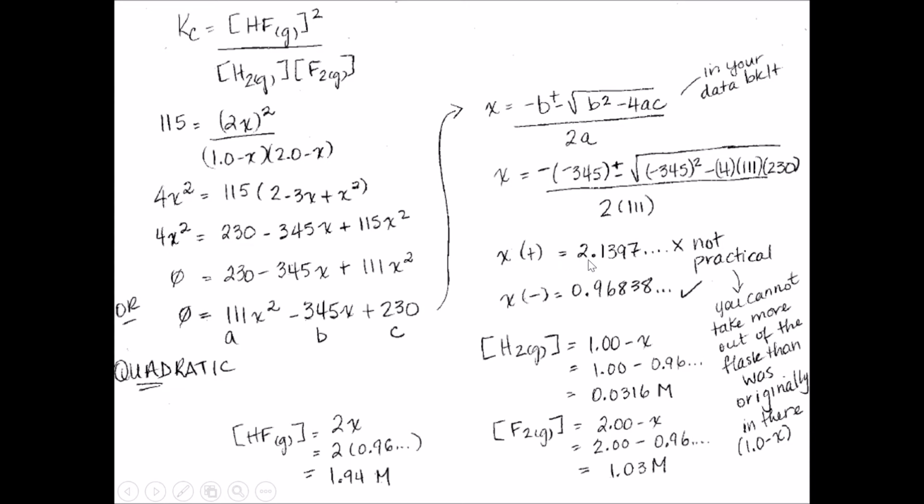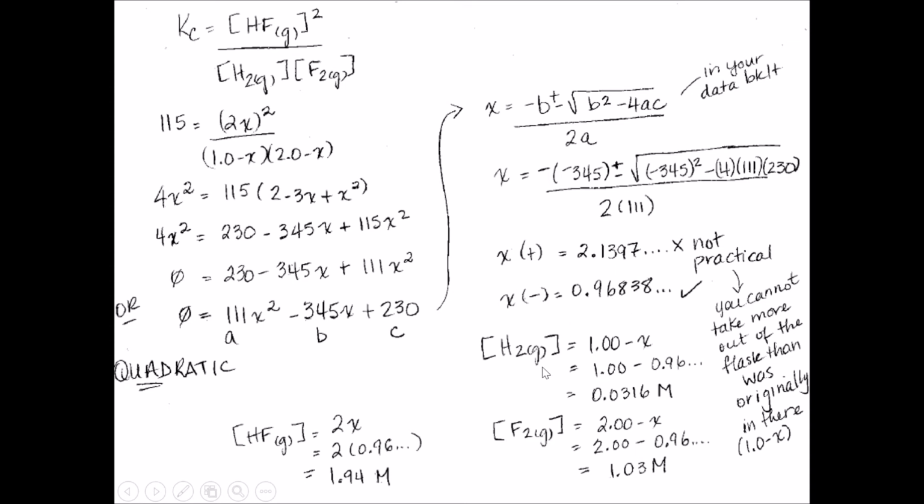One is 2.1397... and the other x value is 0.96838... Only one of these x values will work. Our first x value is too large, and if we substitute it in for our reactants, we will be left with a negative concentration. Therefore, we must choose our second x value.